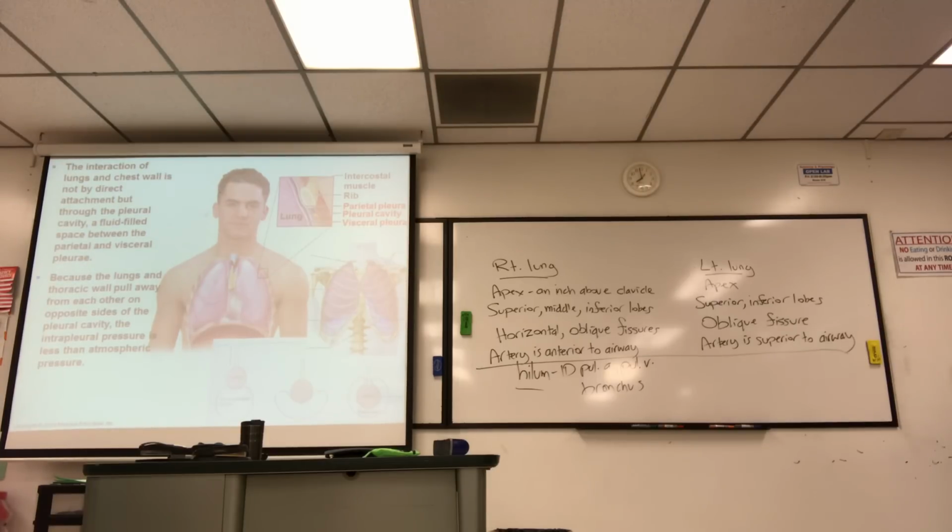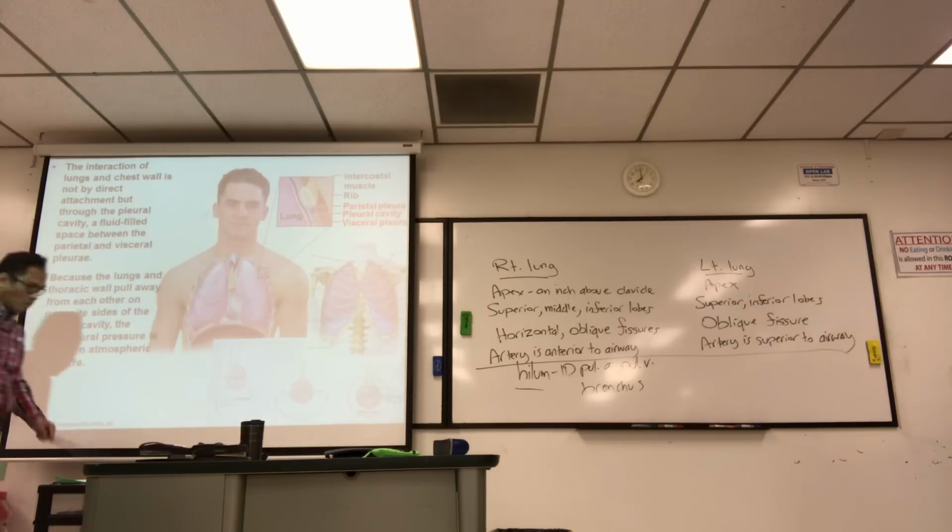We just looked at the lungs. When we say chest wall, you had anatomy, right? What's your chest? Ribs, and the muscles between them, the intercostal muscles. Whenever I say chest wall or thoracic wall in this lecture, that's all I mean, ribs and muscle. So the interaction between lungs and chest wall is not by direct attachment, but through the pleural cavity, a fluid-filled space between parietal and visceral pleura. That's the first paragraph.